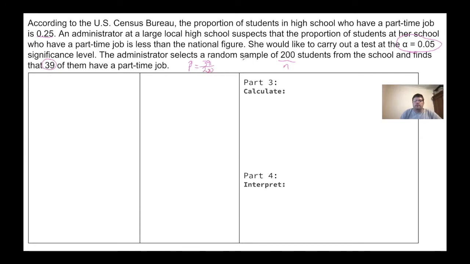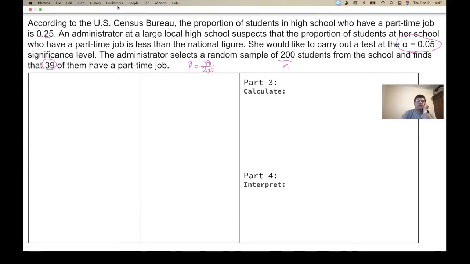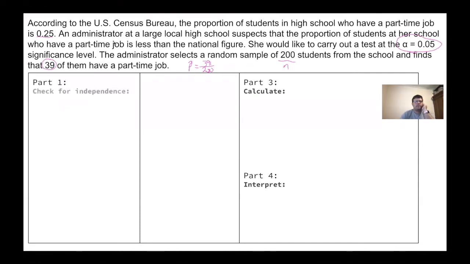Okay, so let's look at what this would look like. The first thing we're going to do is check for independence. Is this random? Where do I see the word? Was the survey done randomly? It was a random sample of 200. Check. And is this number less than 10%?